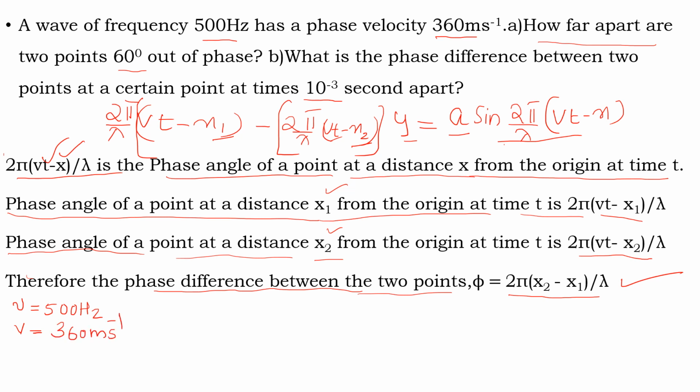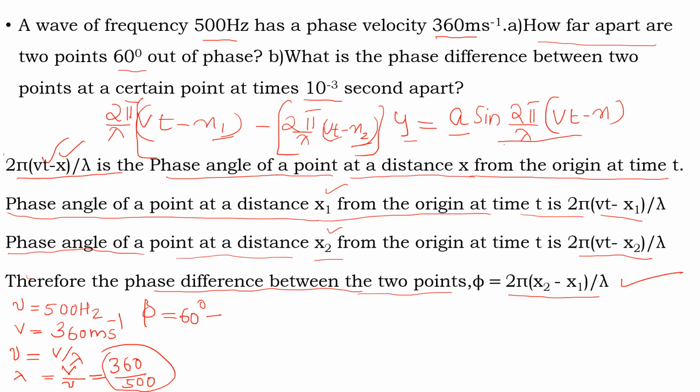Therefore, the wavelength can be found out. That is, we know that the frequency is equal to velocity by wavelength, or the wavelength is equal to this velocity by frequency. That is, velocity is 360 divided by 500 and this will give the value of wavelength. And in the problem, it is given that the 2 points are out of phase by 60 degree. That is, the phi is given as 60 degree.